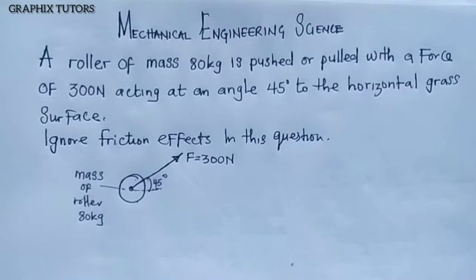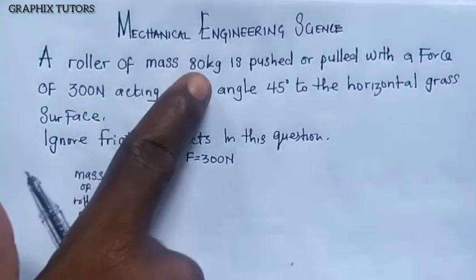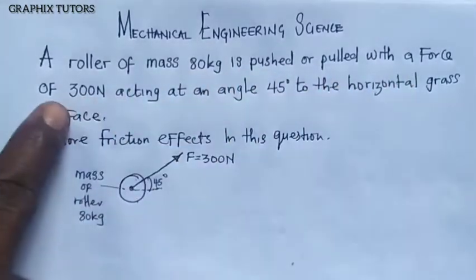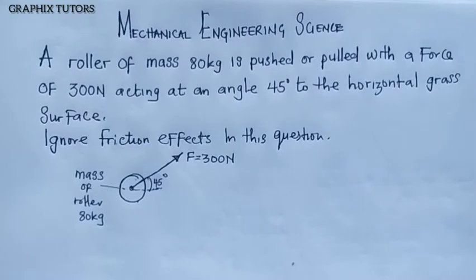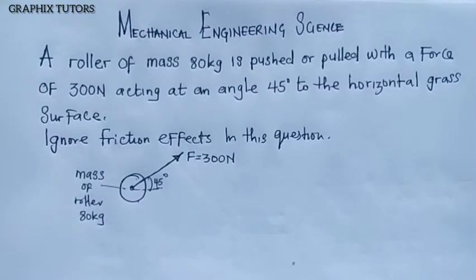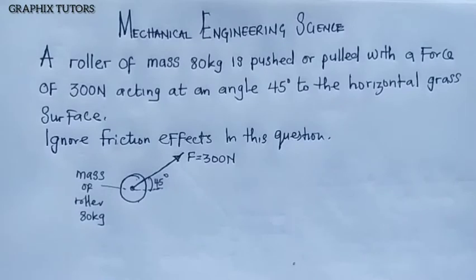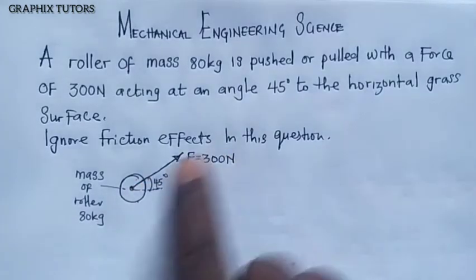Today we want to analyze this question in statics, which is an aspect of mechanical engineering science. And the question goes like this. It says a roller of mass 80 kg is pushed or pulled with a force of 300 Newton acting at an angle of 45 degrees to the horizontal grass surface. Ignore friction effect in this question. Now the key word here is the push force or the pull force is inclined.